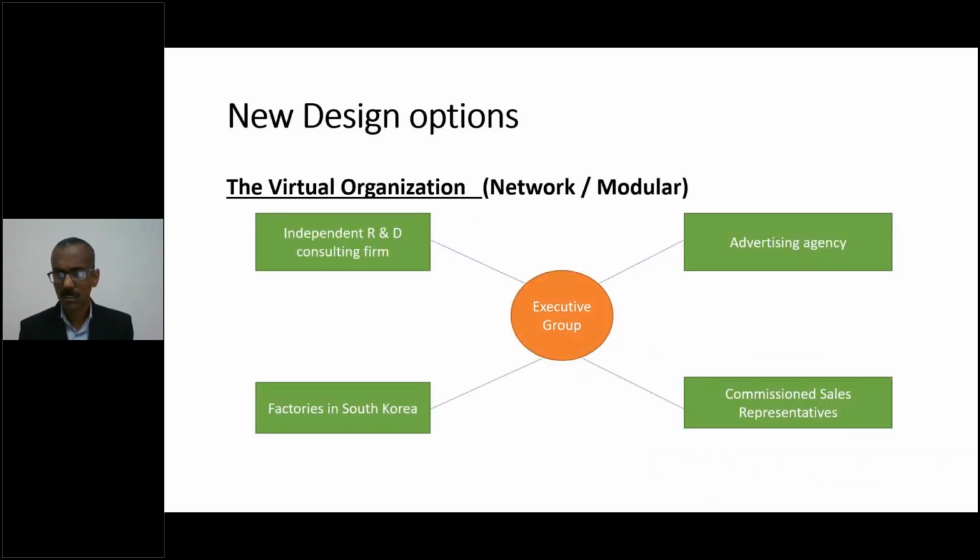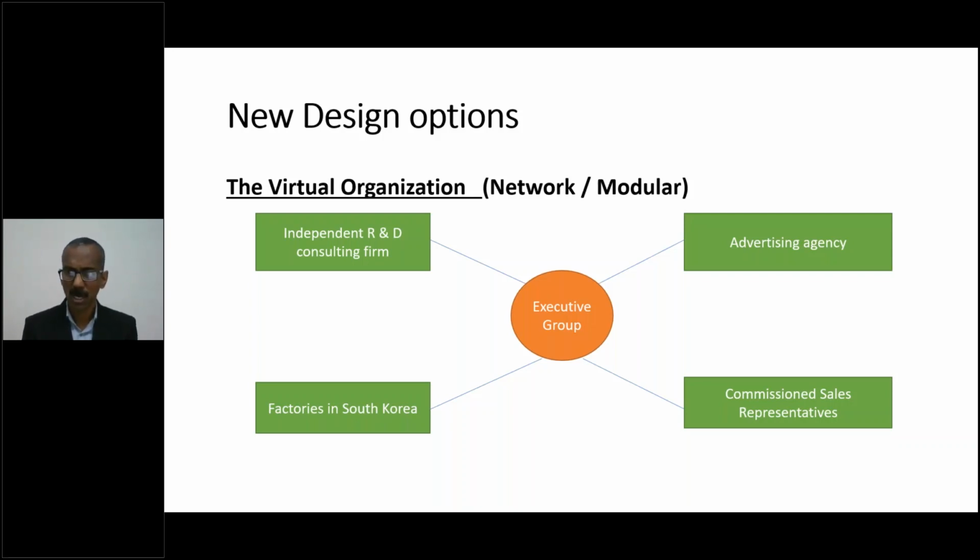But now we talk about number of new design options. Probably you are familiar with this one. Virtual organization, network organization, or modular organization. Virtuality, we all know, virtual. Here, if you look at the picture, at the center, you have one executive group. It's a small group. This executive group is the real people who own that organization.